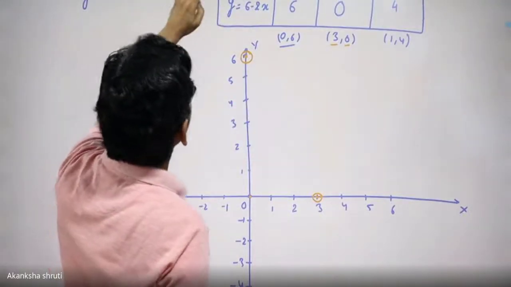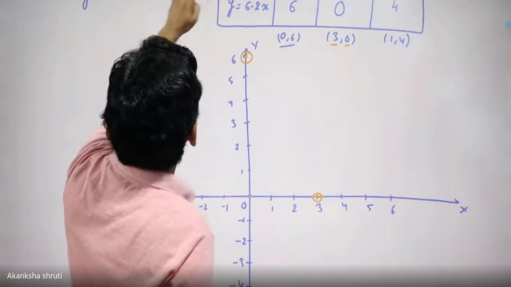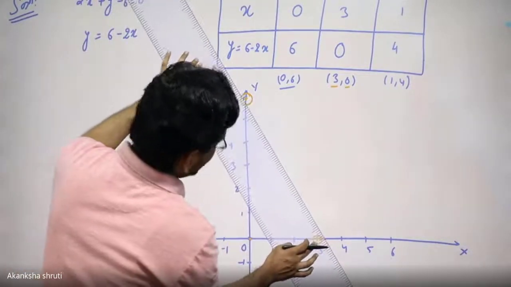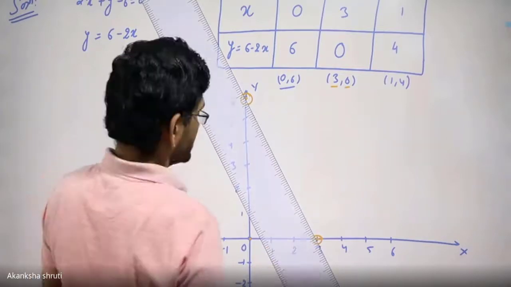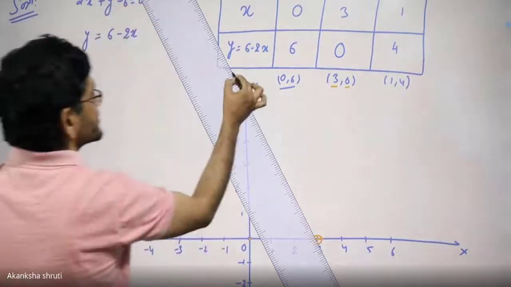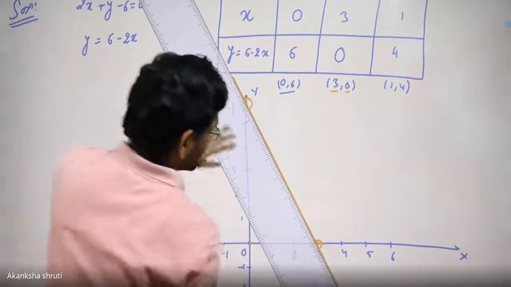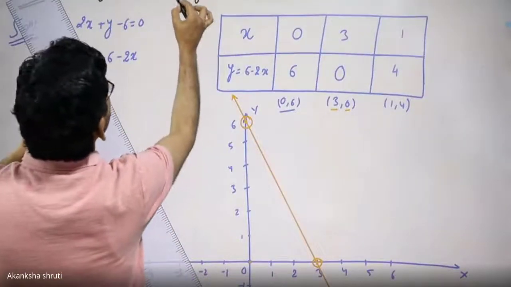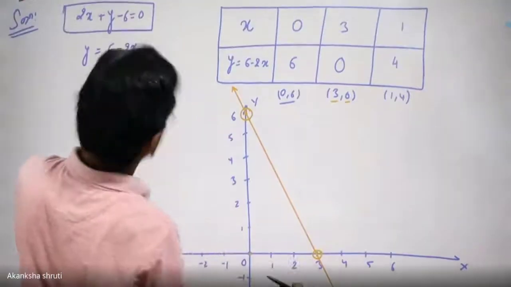Students, even by just plotting these 2 points, we can take our scale and we can get it. So students, the 2 points that we have taken are enough, because we have learned that through 2 points only one straight line can pass. Therefore, let us join this. So it is the straight line, which is the representation of this equation. So this is the graphical representation of the same equation.